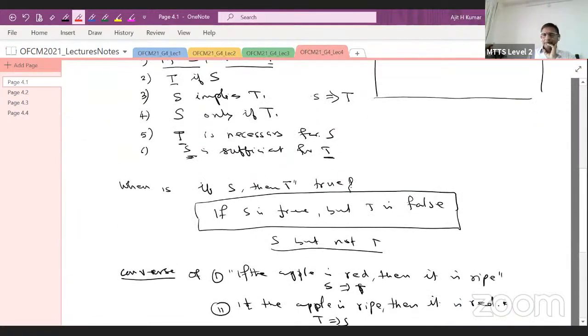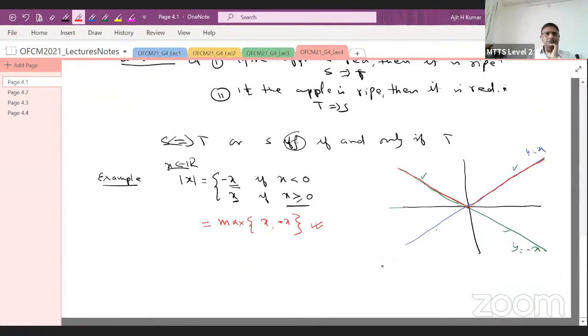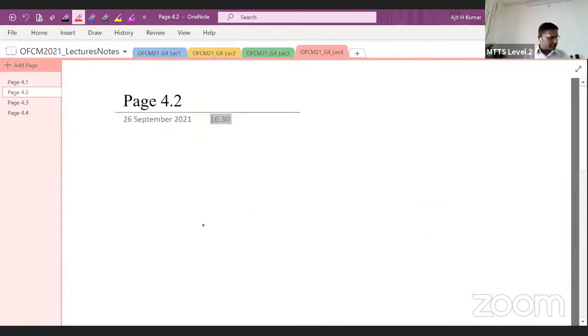In any case, let us look at this. Once you have understood this modulus of x, let me see. If I have a real number x, and let us say fix some positive real, or let us say 1. Suppose mod x is less than 1.